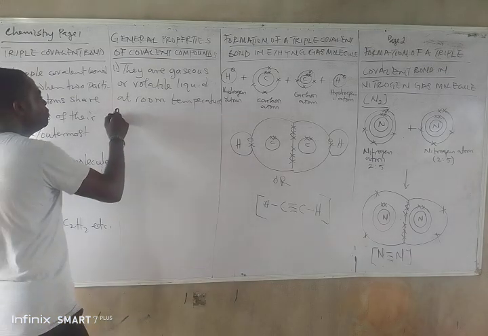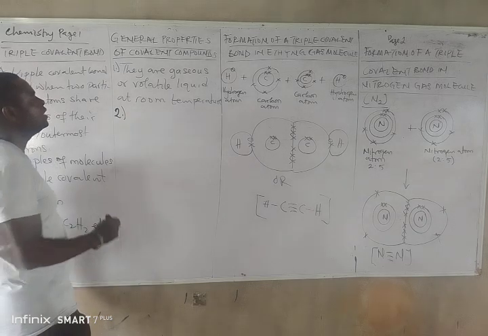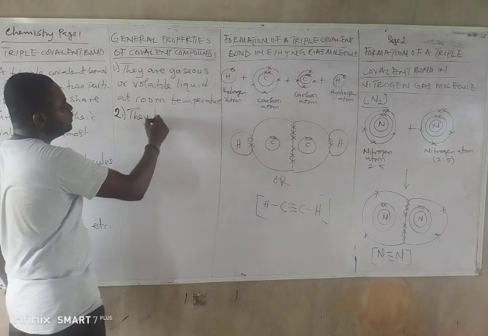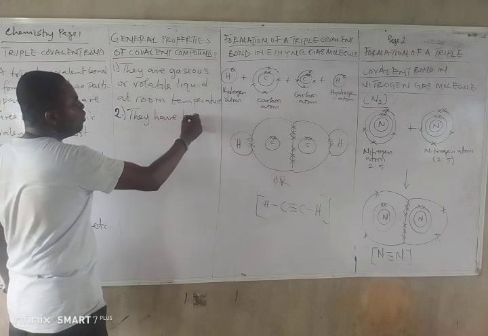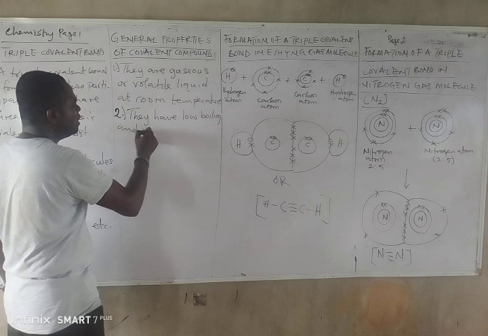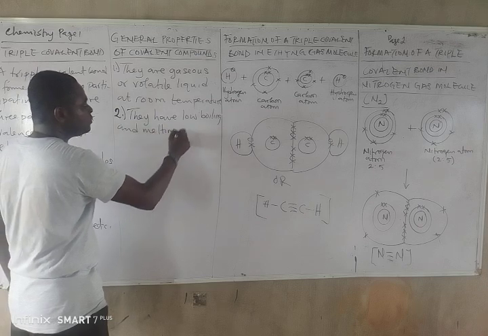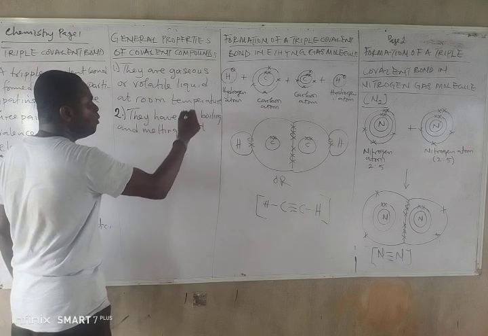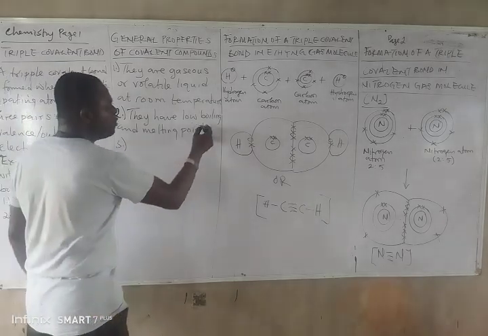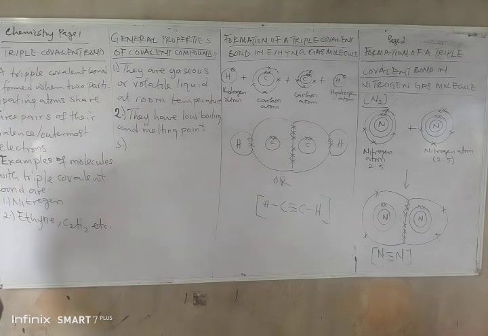So, number 2, they have low boiling and melting point. When you put them on fire, if they are liquid, it takes a shorter time before they start changing to gas, and if they are solid, it takes a shorter time for them to start melting.